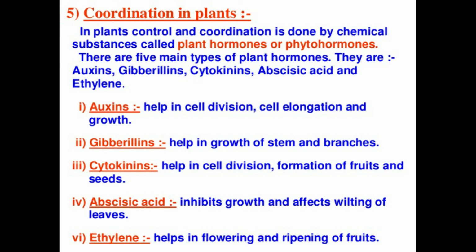The fifth hormone is ethylene. Ethylene is a gaseous hormone. It helps in the ripening of the fruit. It also helps in promoting cell division.